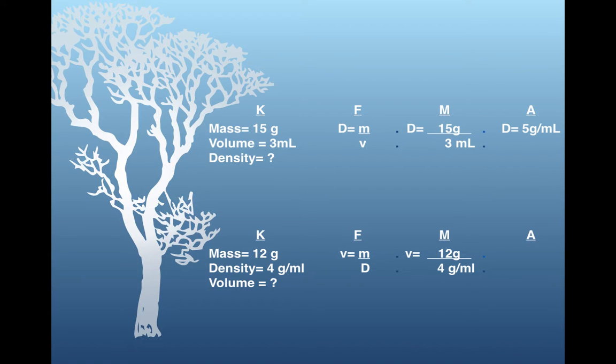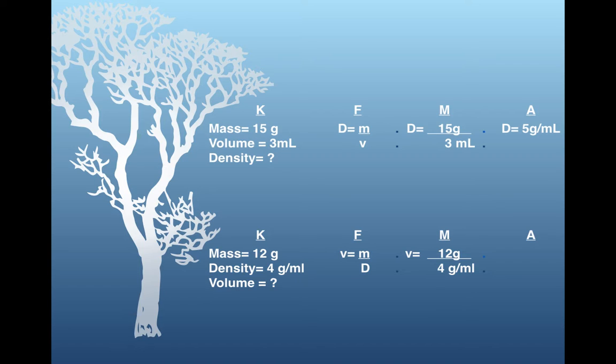So what we're going to do right now is take a little look back at what we learned with how to find density and how to find volume. So with density, we knew that density equals mass over volume. And so I have the KFMA up there. And so we see that our final answer for this was density equals 5 grams over milliliters.